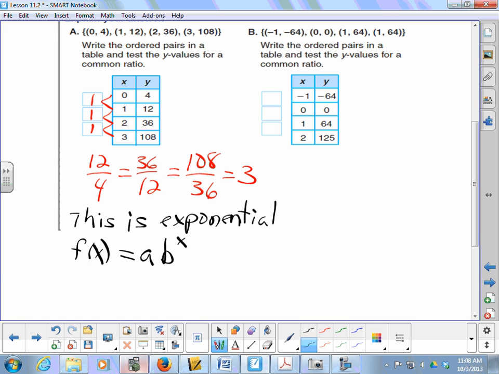4. Okay? So we're going to be starting with 4, and then each time we're going to multiply by 3, our value of b. So in this case, a is 4, b is 3. So if I want to write a function, we would say f of x equals 4 times 3 to the power of x. That would be our function for that one. Yep, it's going to be x.